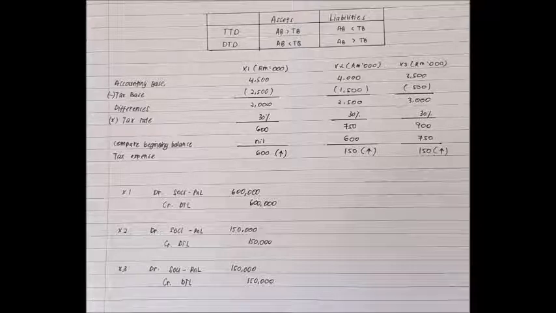The difference amounts of the tax component will be charged in tax expense. For the journal, it will debit statement of profit or loss and credit DTL 600,000 for year X1, followed by years X2 and X3 with the same journal for the amount of 150,000 ringgit.